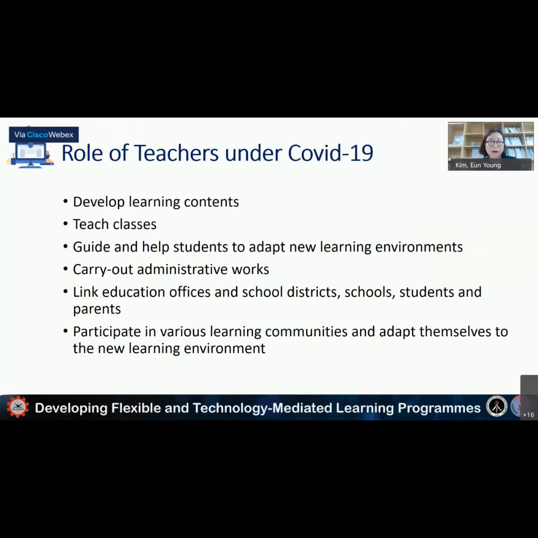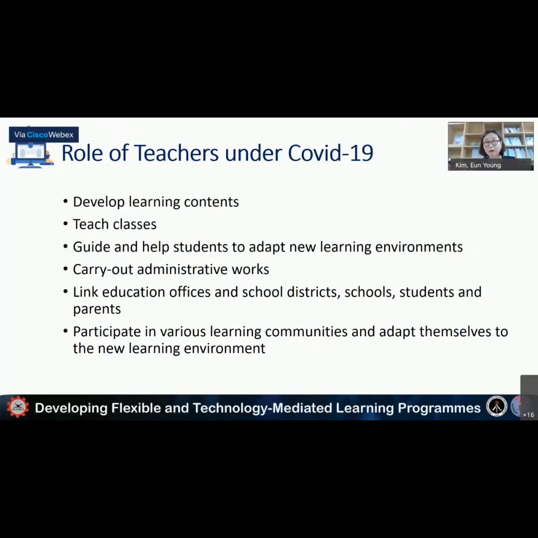Although ICT is not a new environment and we think we are quite familiar with it, the learning environment is quite different because we are very accustomed to the traditional learning environment that takes place in school, in the classroom, face to face. To open the website to access certain features of online classes can be done by teachers. And they link education offices and school districts, schools and students and parents. This is what they have to do.